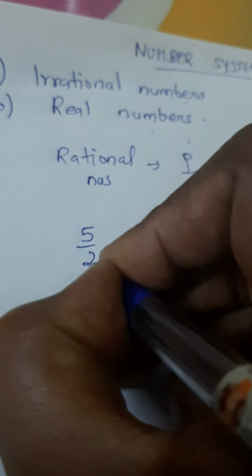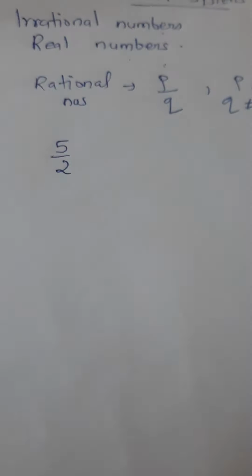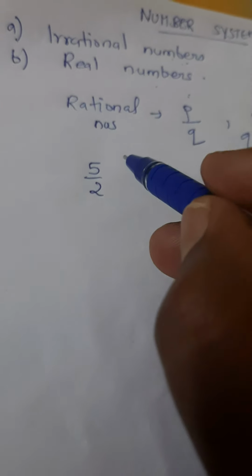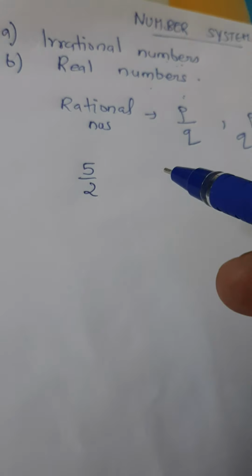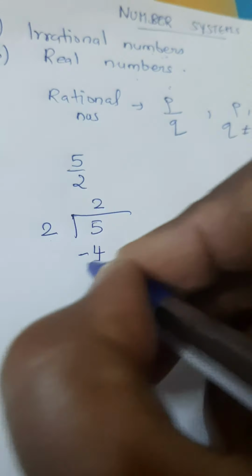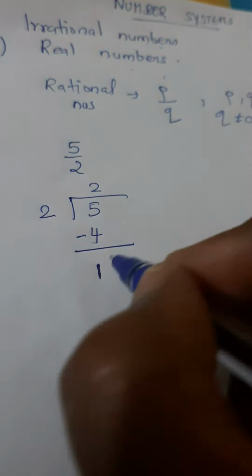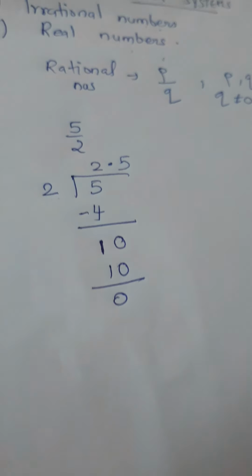So let me take examples of two rational numbers. For example, 5 by 2 and 10 by 5. Both are rational numbers and both are fractions. So convert 5 by 2 into decimal value. 5 is the dividend and 2 is the divisor here. So 2 into 2 is 4. 5 minus 4 is 1. 1 cannot be divided by 2, so we'll place a 0 here and a point here. So 2 into 5 is 10. So the remainder is 0.